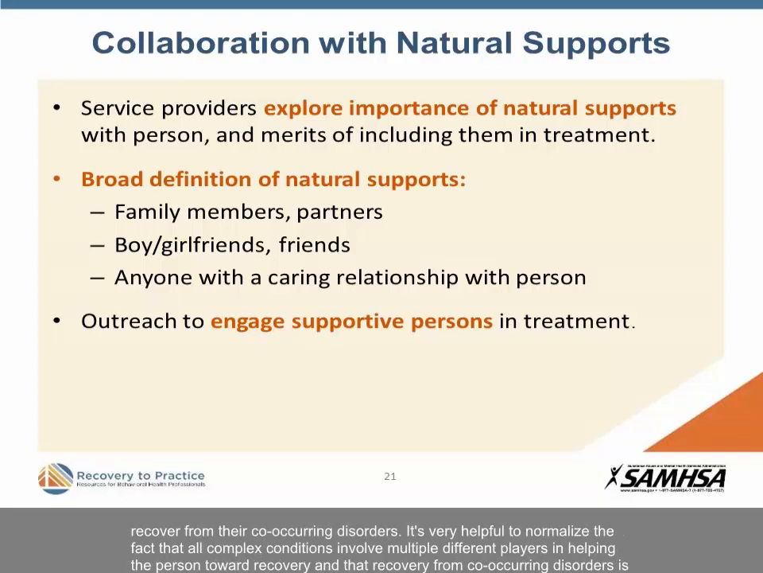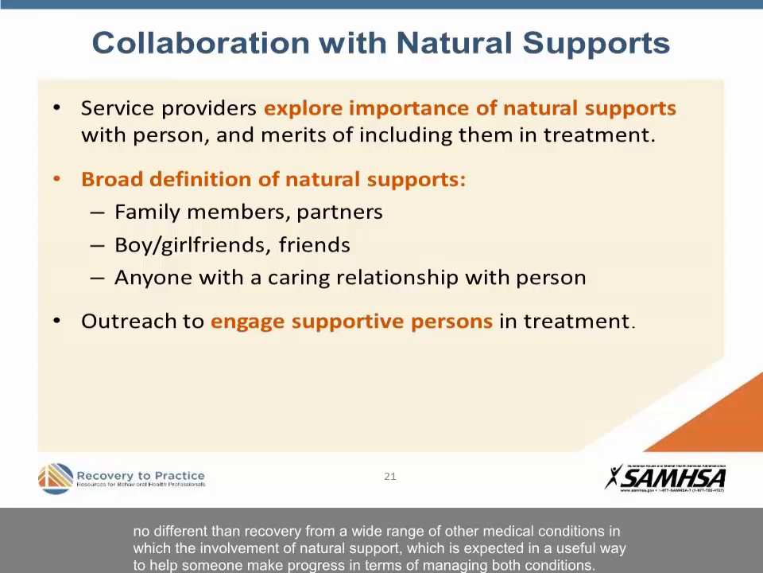It's very helpful to normalize the fact that all complex conditions involve multiple different players in helping a person towards recovery, and that recovery from co-occurring disorders is no different than recovery from a wide range of other medical conditions, in which the involvement of natural supports is an expected and a useful way of helping the person make progress in terms of managing both conditions.